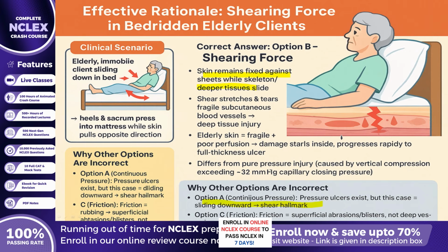Option C, friction, is also incorrect because friction causes superficial abrasions or blisters when surfaces rub directly against each other, such as dragging a patient without a draw sheet. This does not explain the deeper injury described. Option D, agitation in bed, is not the answer either, since voluntary restlessness may cause rubbing but does not create the repeated downward sliding forces of shear.